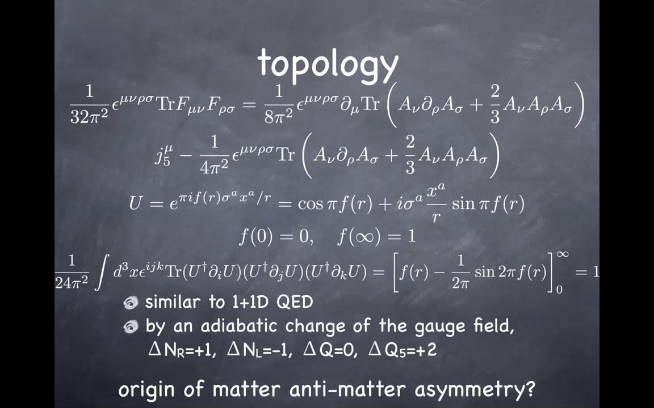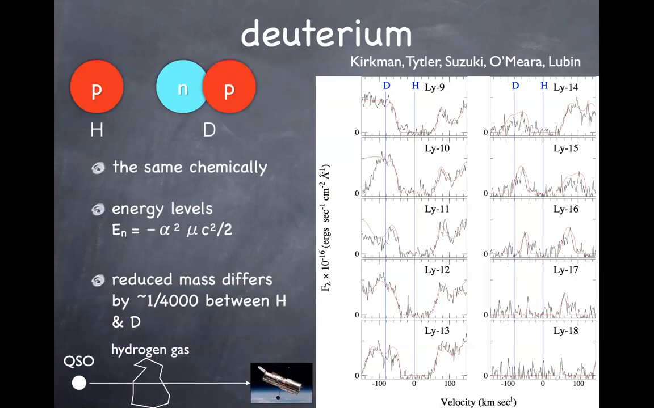So now that we see a process in four-dimensional space-time where the number of particles can change, you can speculate. Maybe this has something to do with the origin of the asymmetry between matter and antimatter in the universe. And I don't go into details here, but there is a way of determining the asymmetry between matter and antimatter.